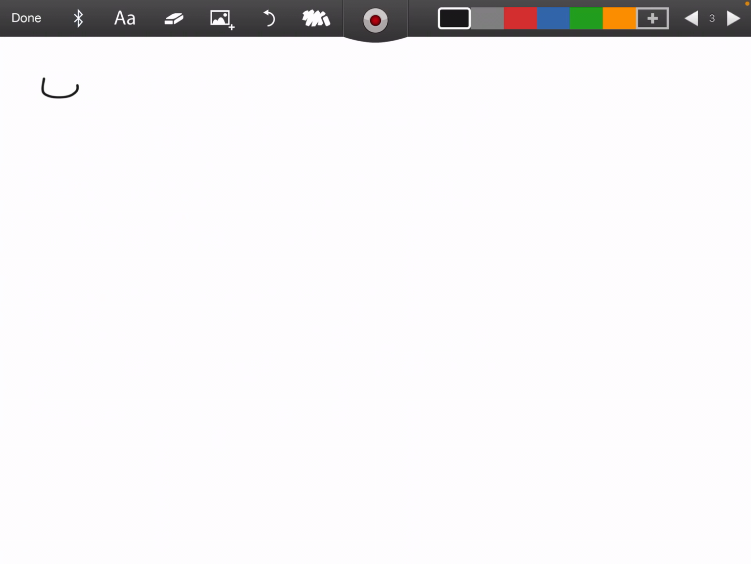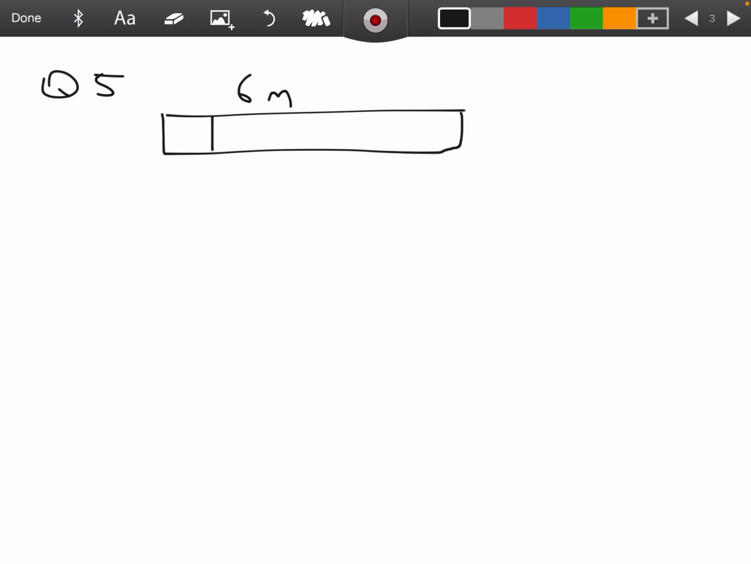Question 5. We've got a plank of wood that is 6 meters long, and it's cut into the ratio 1 is to 5. Find the length in centimeters of the longer piece. So it's 6 meters long, imagine, 6 meters long, cut in the ratio 1 is to 5.